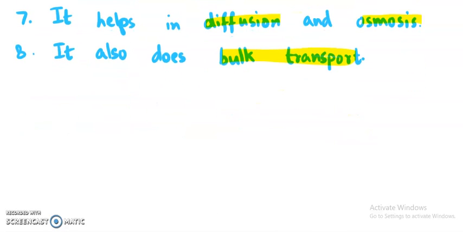Now question from this video is, who gave fluid mosaic model of the plasma membrane.